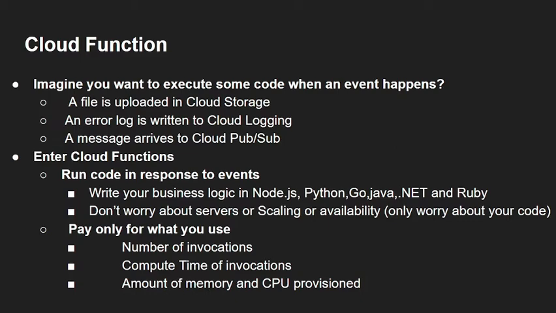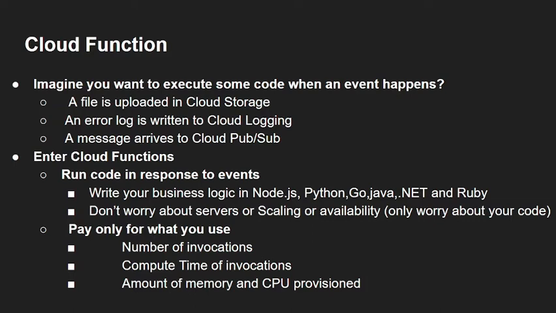You can run in response to an event. You can write your business logic for the cloud function in Node.js, Python, Go, Java, .NET, and Ruby. The great thing about Cloud Functions is you don't need to worry about servers, scaling, or availability. You only need to worry about your code. If a million objects are uploaded to Cloud Storage or a million messages come into Cloud Pub/Sub, Cloud Functions will be responsible for scaling up your code to handle the millions of requests which come in.